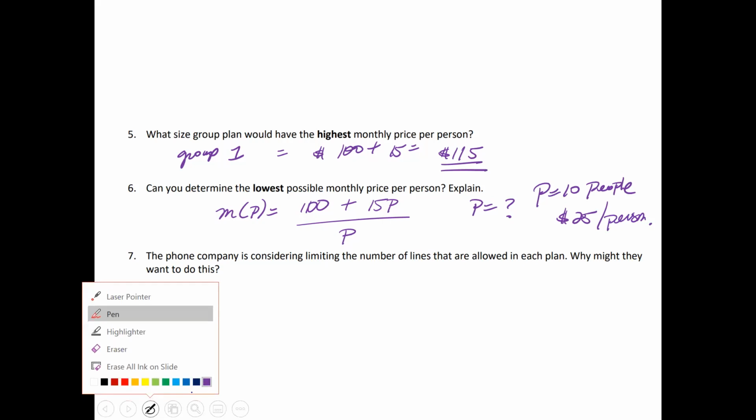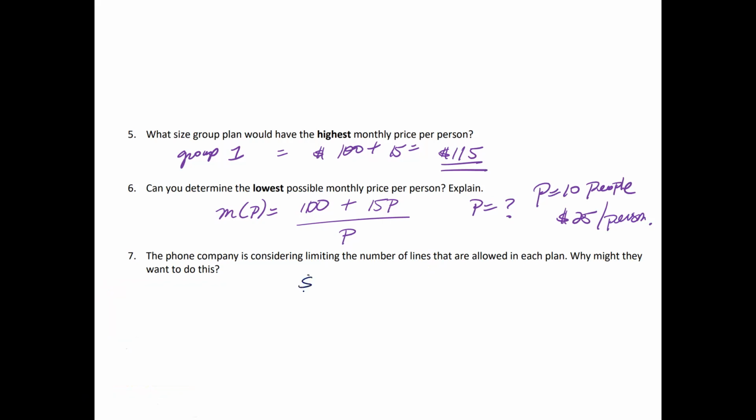The phone company is considering limiting the number of lines because if you have 10 people, if P equals 10, you're paying 25 bucks. If there's just one person, they're going to charge you $115. So of course, they'd rather have one person for $115 than 10 people at 25 bucks, right? Because 10 times 25, your monthly bill for 10 people is $250.